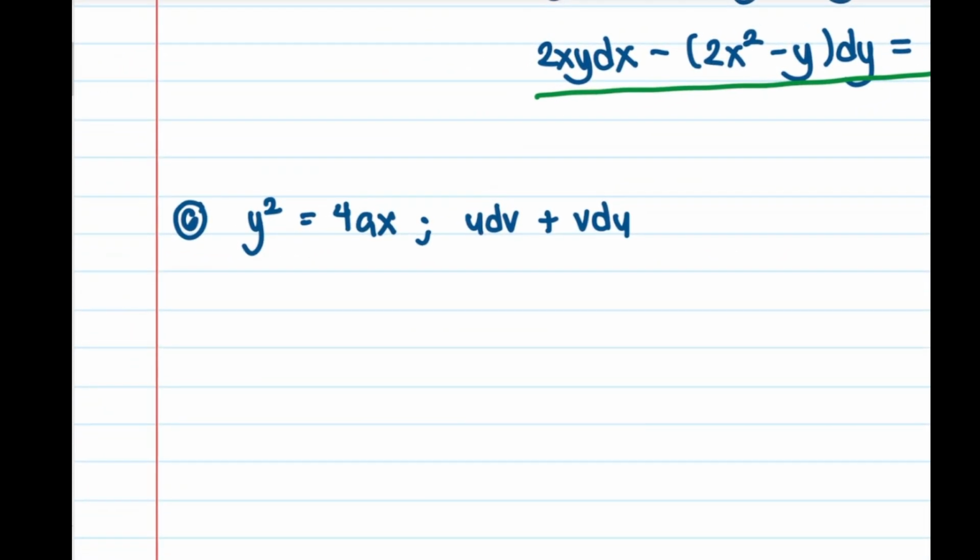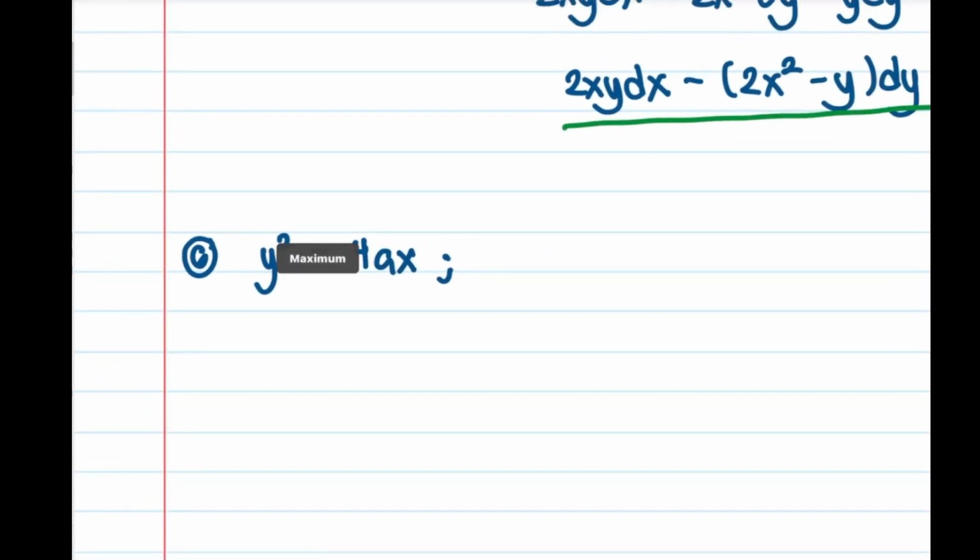Next, in this equation, A is the constant. This one will be U and this one will be V. So we can use that. So let's have the first derivative.